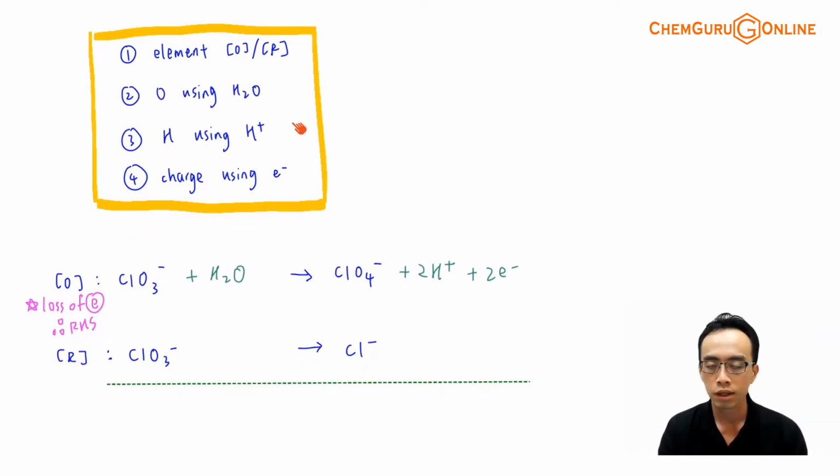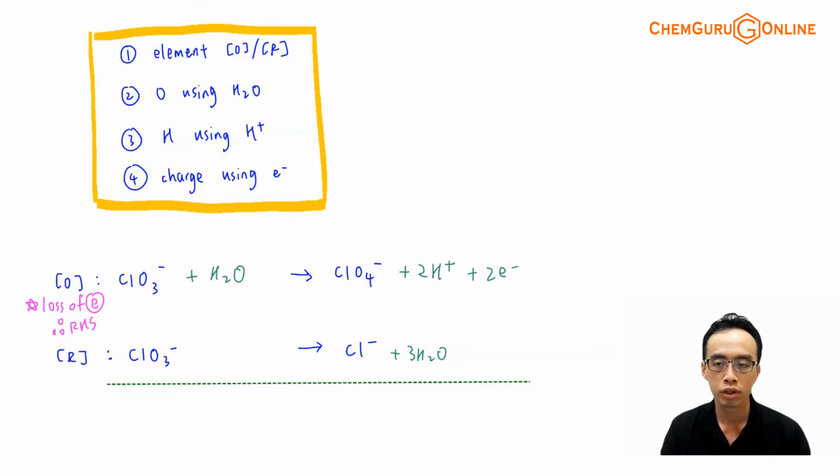Same 4 steps. First thing is we balance the element, in this case chlorine. Chlorine on the left hand side, I have 1. On the right hand side, I have 1 chlorine. So Cl is balanced. I don't need to balance Cl. Next thing is I balance oxygen using water. Left hand side, I have 3 oxygen. Right hand side, there are no oxygen. So therefore, I need to add 3 water on the right hand side to balance oxygen.